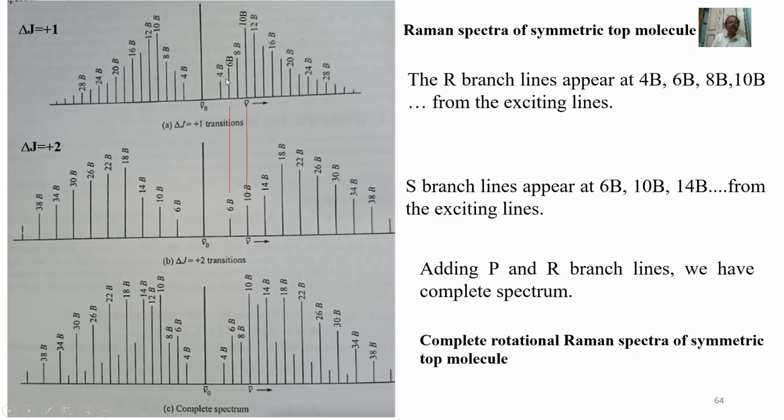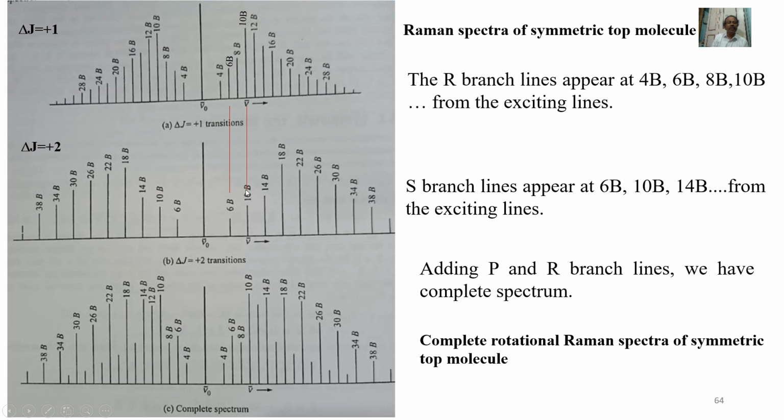So look at the first one. This is 4B. The next line is 6B, and the next line is 8B. So the difference between successive lines is nothing but 2B. And for the S branch, the difference between these two is nothing but 4B. The first line is 6B, the second line is 10B and the third one is 14B. Now, this is for del J equals plus 2 and this is for del J equals plus 1. So figure A is for del J equals plus 1 and figure B stands for del J equals plus 2.